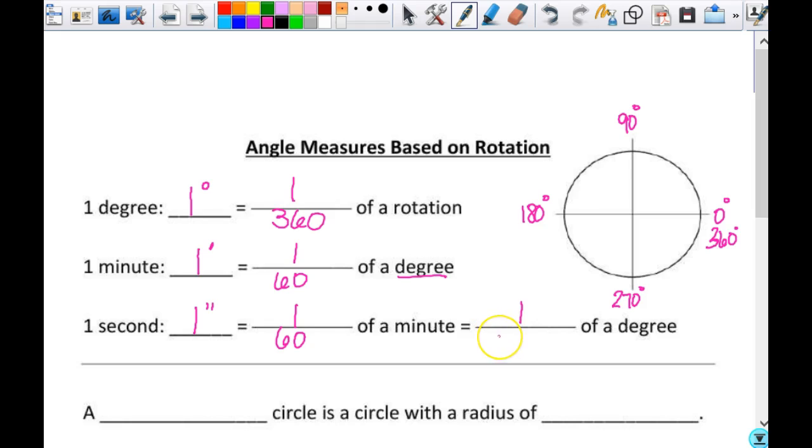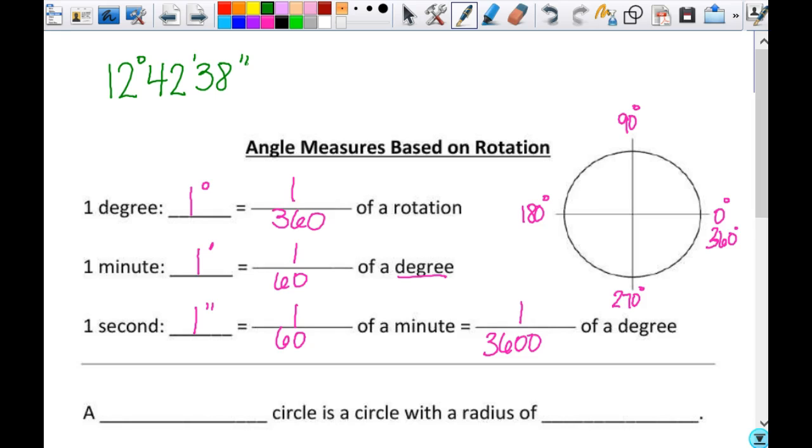Is it 360? It would be 60 times 60, which is 3,600. You have to divide by 60 twice. So if I had something that looks like this, 12 degrees, 42 minutes, 38 seconds, you might see something like that instead of a decimal.